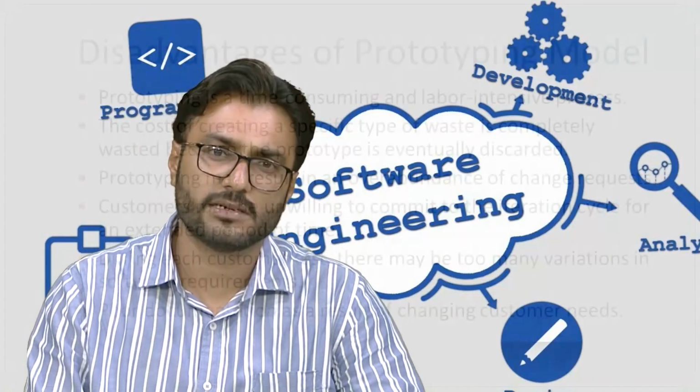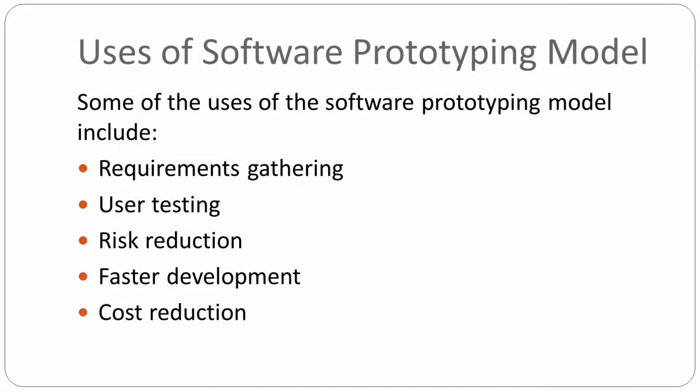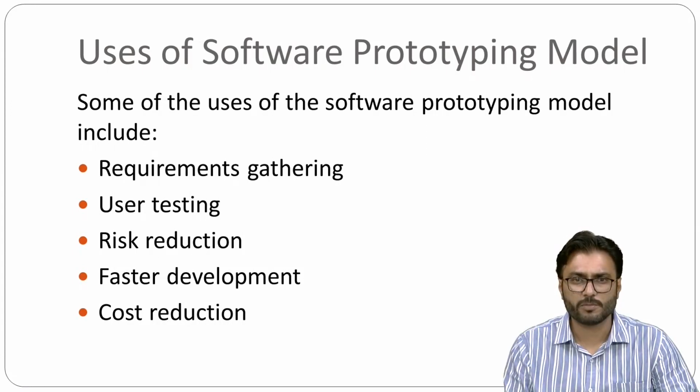Now, in our next slide, we have some of the uses of the software prototyping model. Some of the uses of the software prototyping model include, first one is requirement gathering. So let's understand about this requirement gathering. The prototyping model is useful for gathering and refining requirements for a software product. By creating a prototype, developers can get feedback from end users and stakeholders, which helps to ensure that the software product meets their needs and requirements.